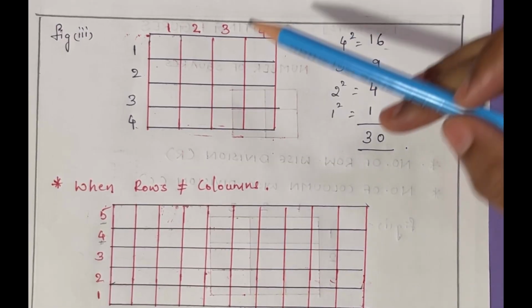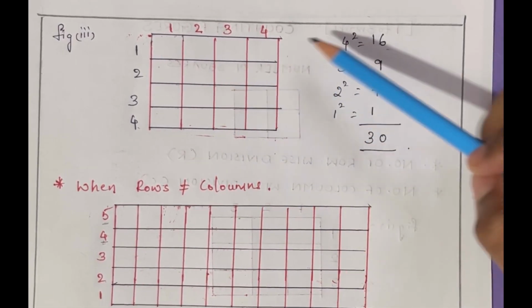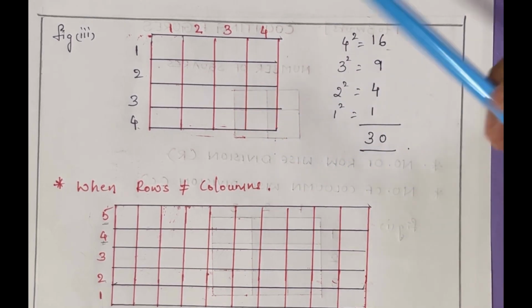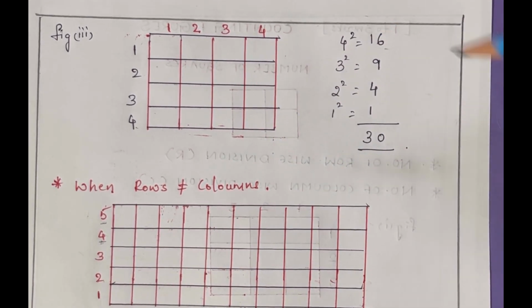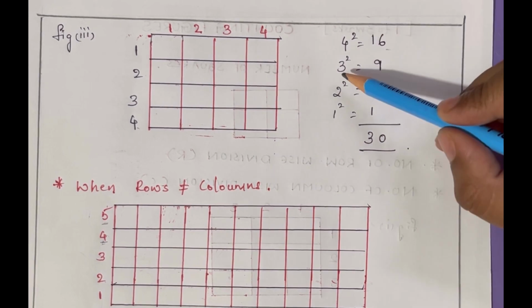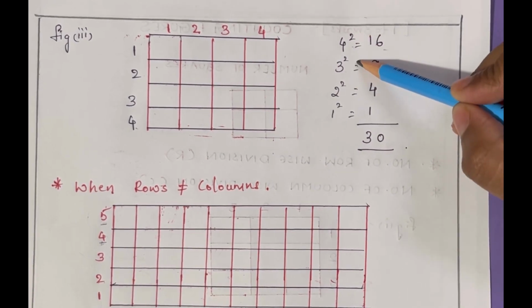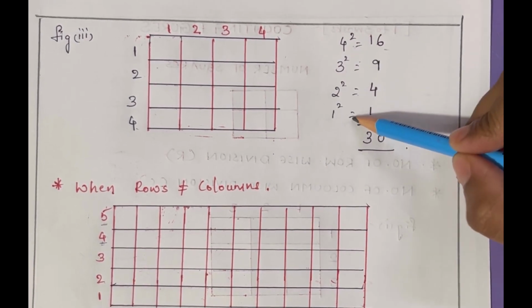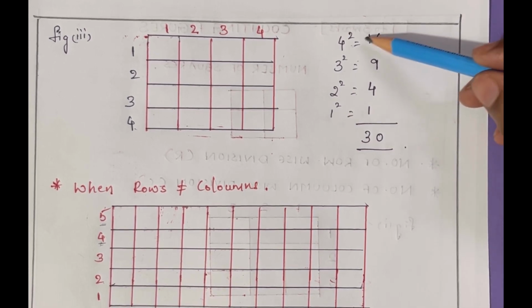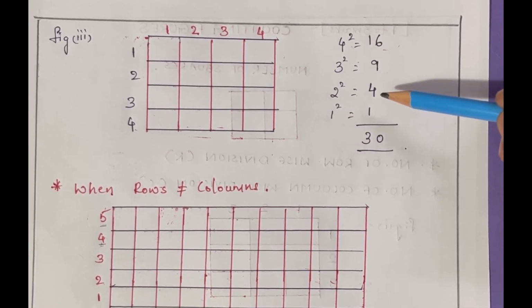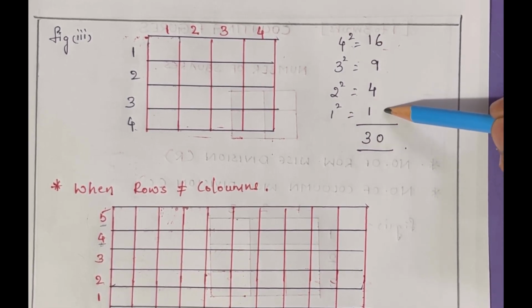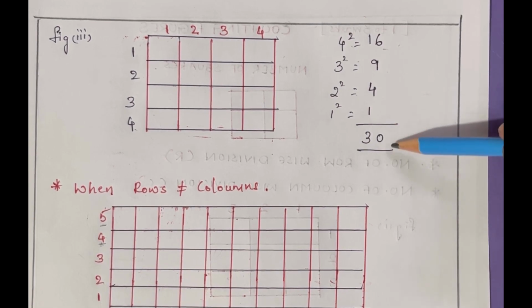In this figure we have 4 columns and 4 rows. In this figure also the number of rows is equal to the number of columns. So take the highest number, that is 4 square, next 3 square, 2 square, 1 square, and then add up. 4 square is 16, 3 square is 9, 2 square is 4 and 1 square is 1. By adding that we'll get 30.